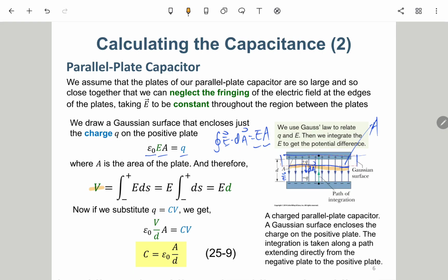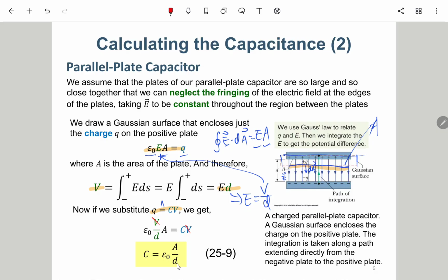Okay, V equals Ed. Combining with this one, we can actually eliminate E. By this one we can have E equals V over d, and then putting it to here. So we have epsilon naught V over d times A equals Q equals CV, according to the definition of the capacitor. Okay, so this is the definition, CV. So finally we can cancel the V. So finally C equals epsilon naught A over d.